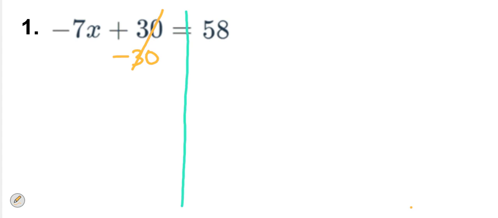I bring down the negative 7x. I bring down my equal. And 58 minus 30 is 28, right? So far, so good. The nice thing about two-step equations is there's only two steps. So we did one, we subtracted, and now we're going to do another one.